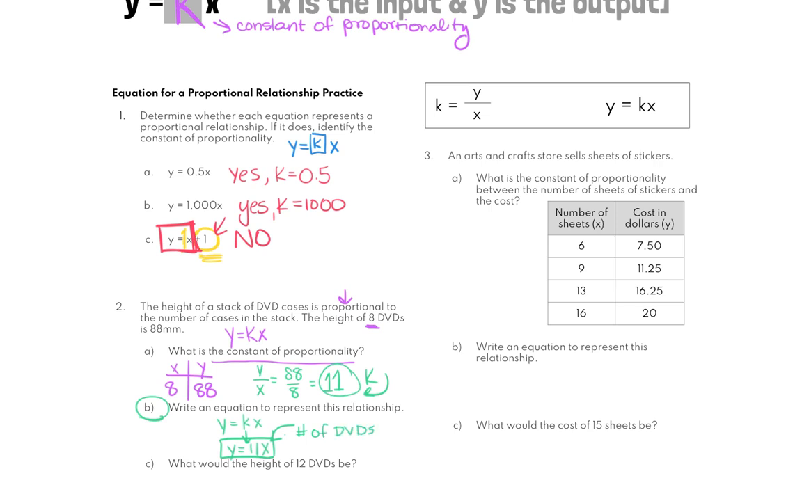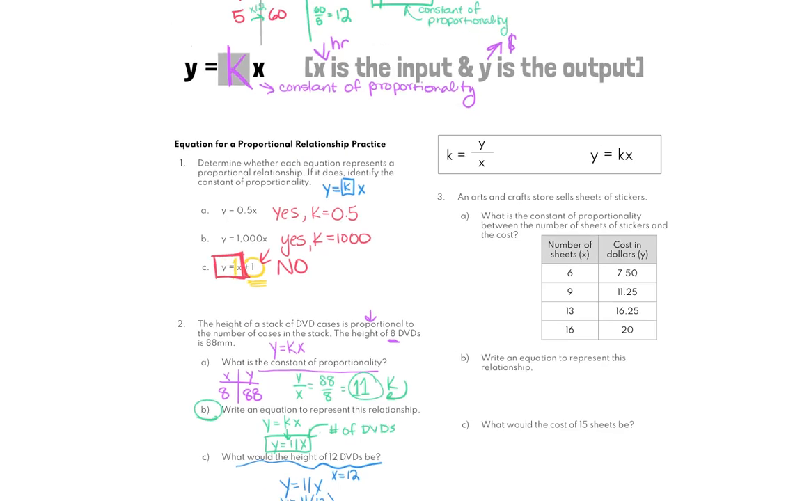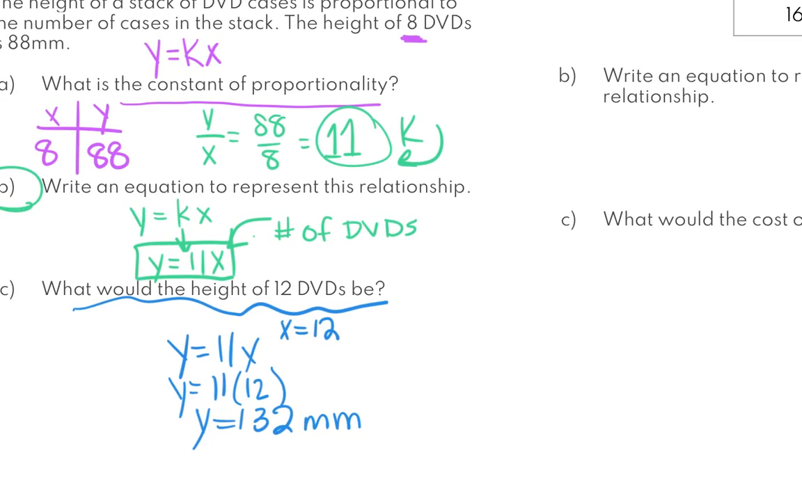So the next question is, what would the height of 12 DVDs be? That means your x is going to be 12. What is the height going to be? Using this equation, we're going to plug 12 in here, and we're going to get y is equal to 132 millimeters. So that's how tall 12 DVDs are going to be.